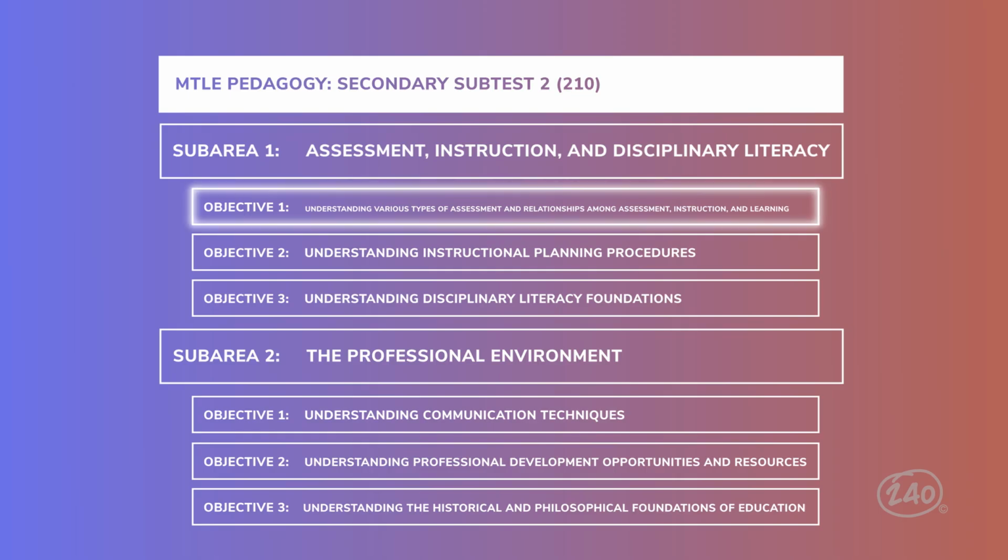Let's look at the first objective within Sub-Area 1. This sub-area focuses on different teaching strategies, from the planning to the instruction to learning assessment. As its name suggests, our first objective is all about understanding various types of assessment, instruction, and learning. Assessment is a major component of education as a whole, as well as the specific day-to-day role of an educator. It will also likely be a significant part of your exam. Assessment is more than just giving tests and taking grades. You should be familiar with important terms regarding types of assessment.